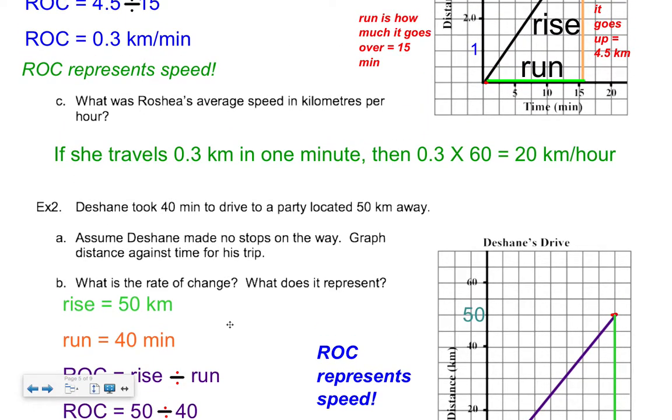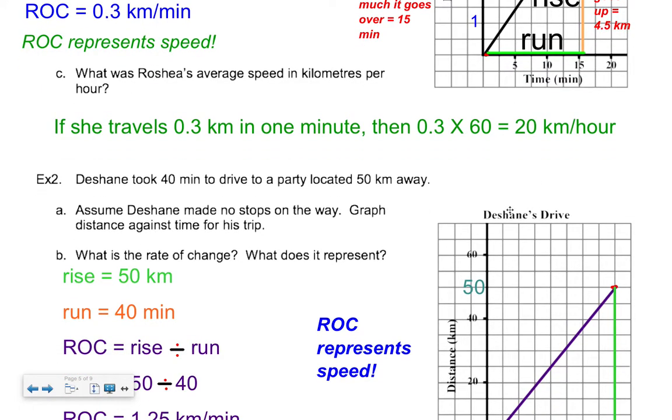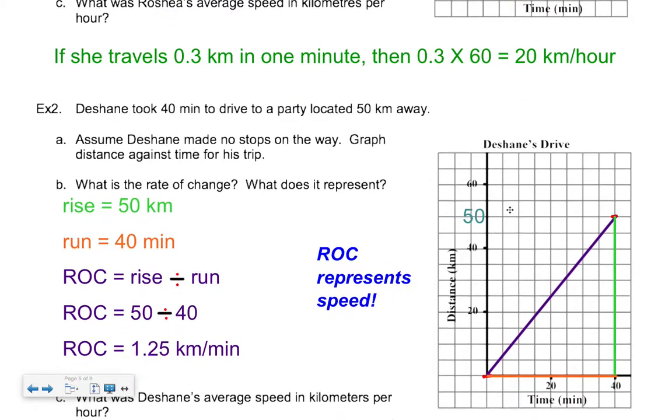So what if you know her speed? So we know her rate of change, her speed, in kilometers per minute. If you want to find it in hours, because there's 60 minutes in 1 hour, if she can go 0.3 kilometers in 1 minute, then multiply by 60 to get how far she can go in 60 minutes, okay? Again, I'm just going to keep plugging away.